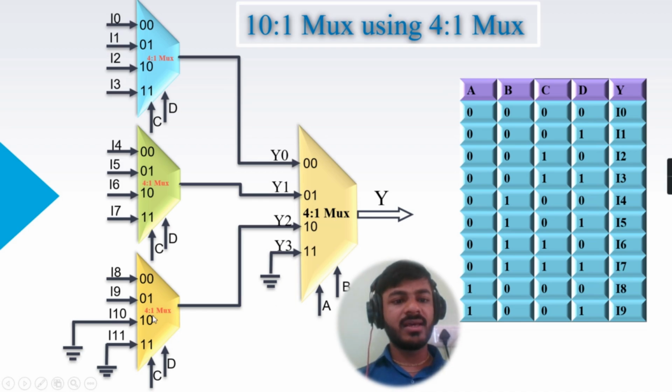You can see I10 and I11 are grounded. Even for select lines A and B high, the inputs are routed to the ground. Since the inputs are grounded, the ground will be routed to the output Y. So this is how we can implement a 10:1 mux by using 4:1 muxes.